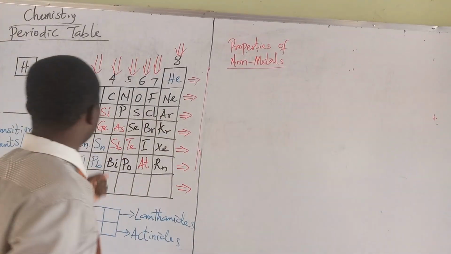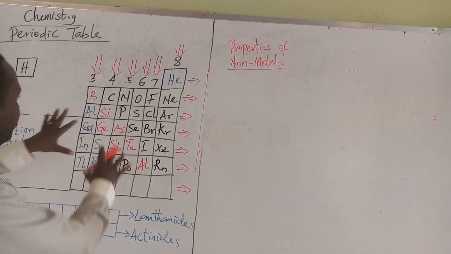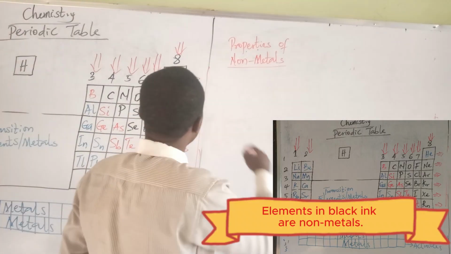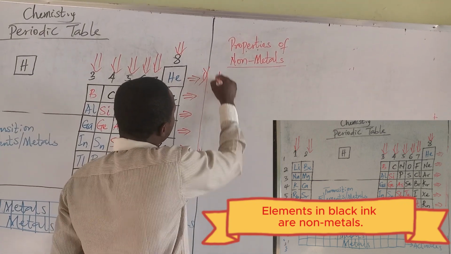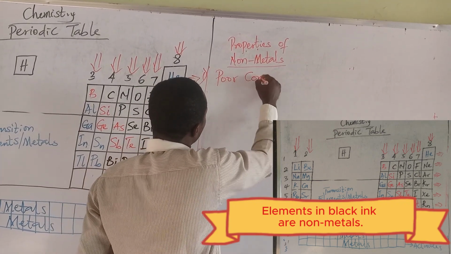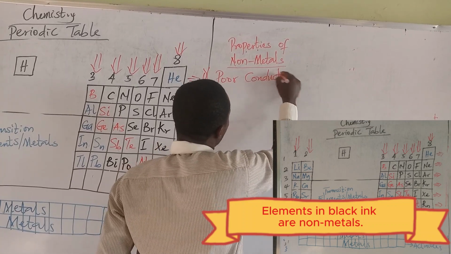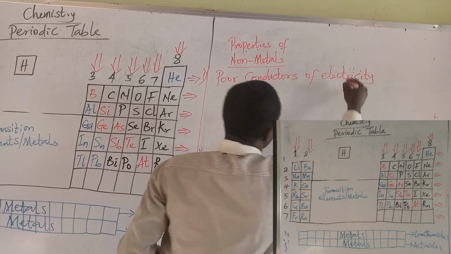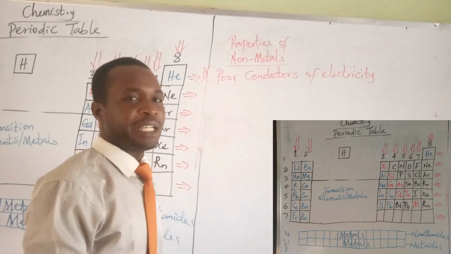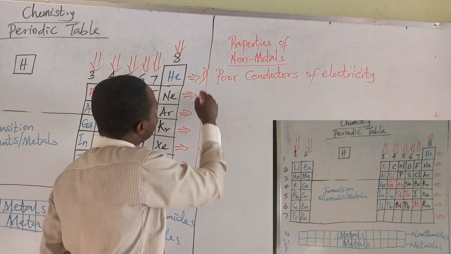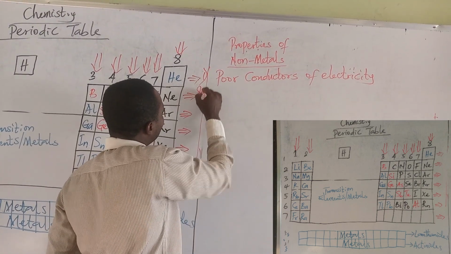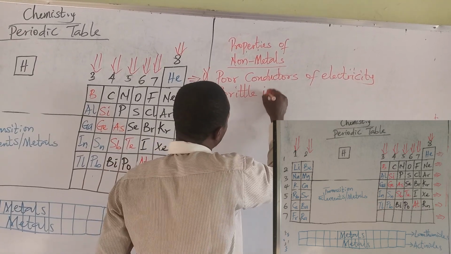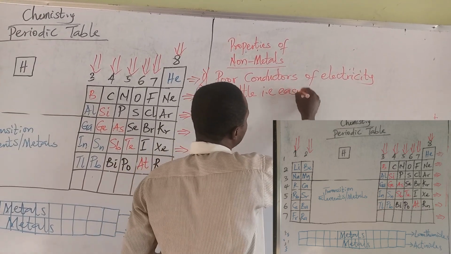So let's now talk about the properties of non-metals, that is those ones in black ink. They are just the opposite of the properties of metals. In this case, non-metals are poor conductors of electricity. And just as we said that metals are malleable and ductile, non-metals are brittle, that is, they can easily break.